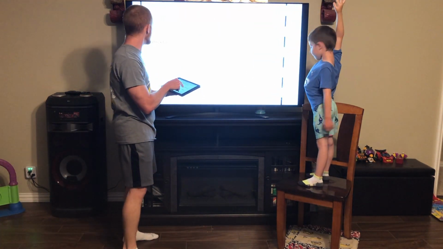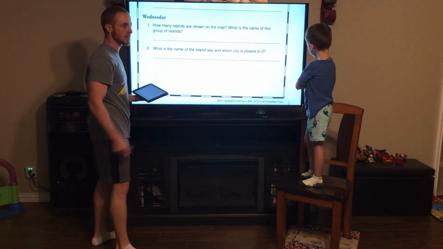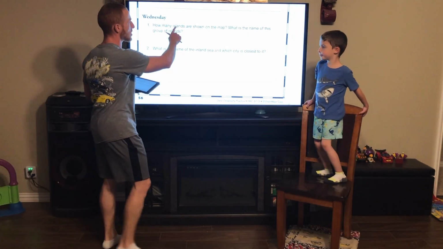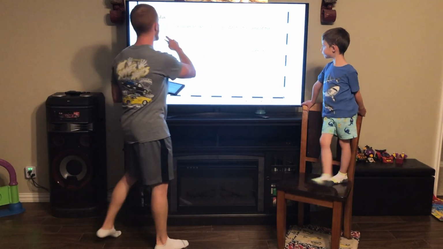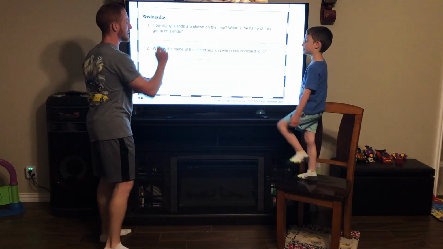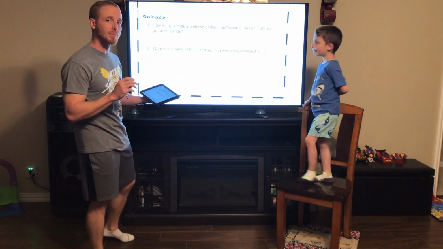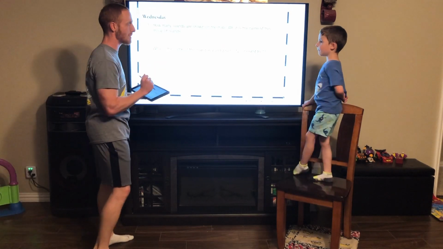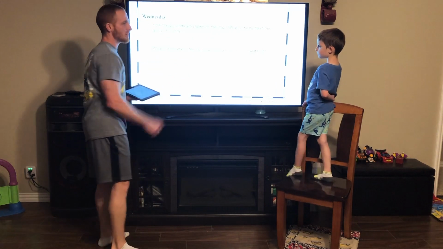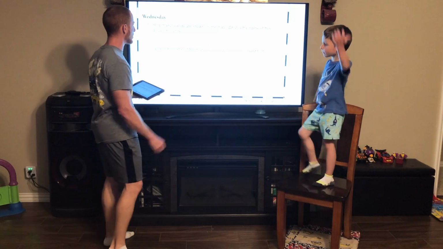You are only doing Wednesday's questions today. Kind of keeping it simple for you. You only have 2 questions on this, and then that is all. So number 1, it says, how many islands are shown on the map? What is the name of the group of islands? So this is a 2-part question, so you kind of need to make sure that you touch base on both of these. How many islands are shown on the map? Well, I just got done talking about where you can find that information. So refer back to it, count those islands up, and then it says, what is the name of the group of islands? And I kind of gave you a clue to that as well. So it's all on that map. Make sure you refer back to it.